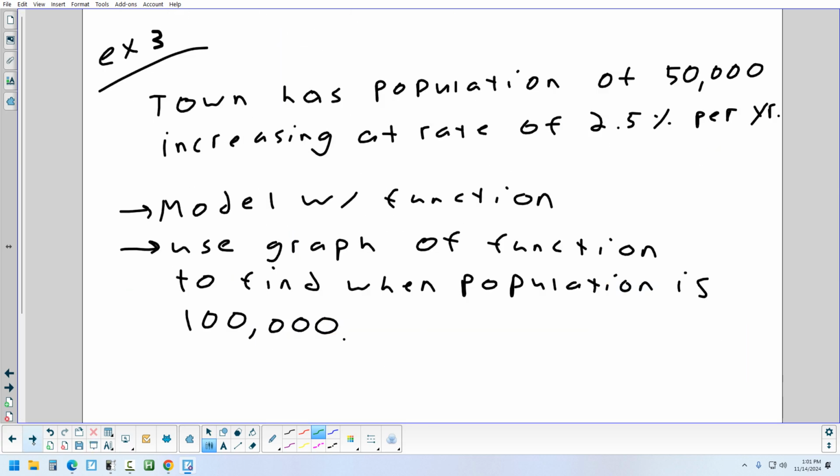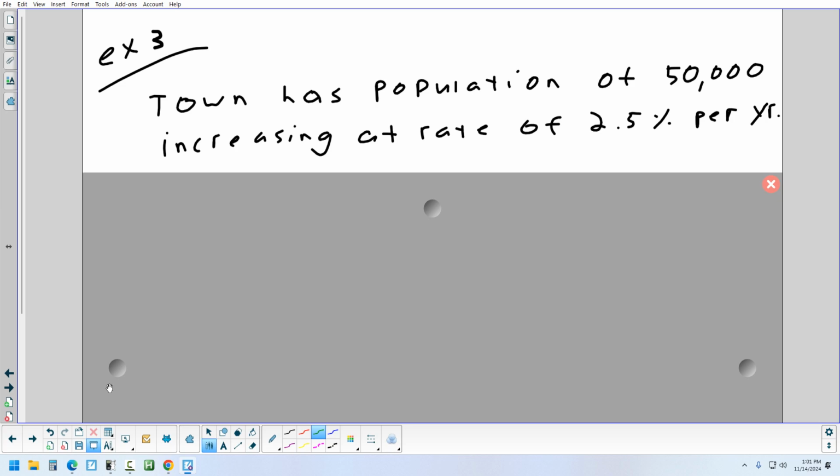All right, so let's look at this one. And first, when we read it, is it about exponential growth or exponential decay? Growth. Yeah, this is about exponential growth. And the key word that tells you that is it's increasing. And it's increasing at a percentage.